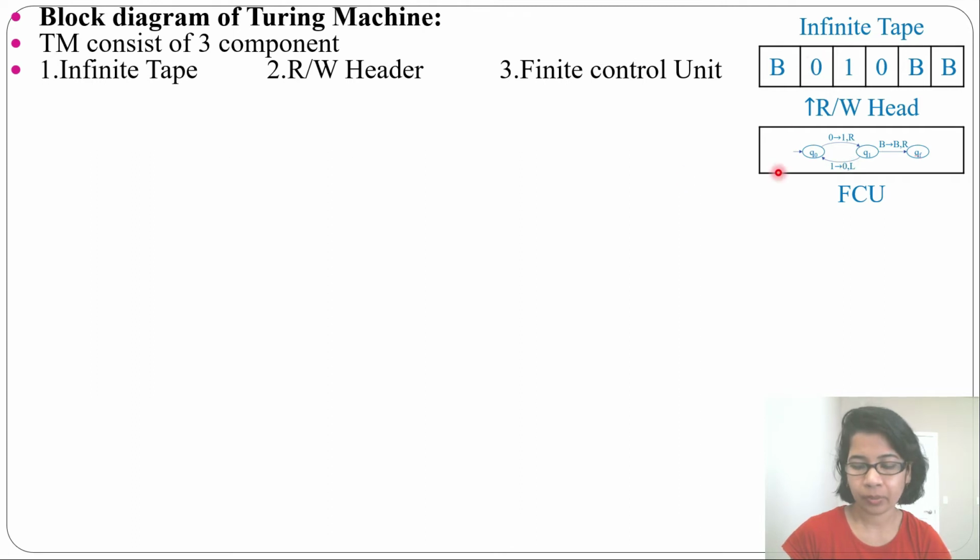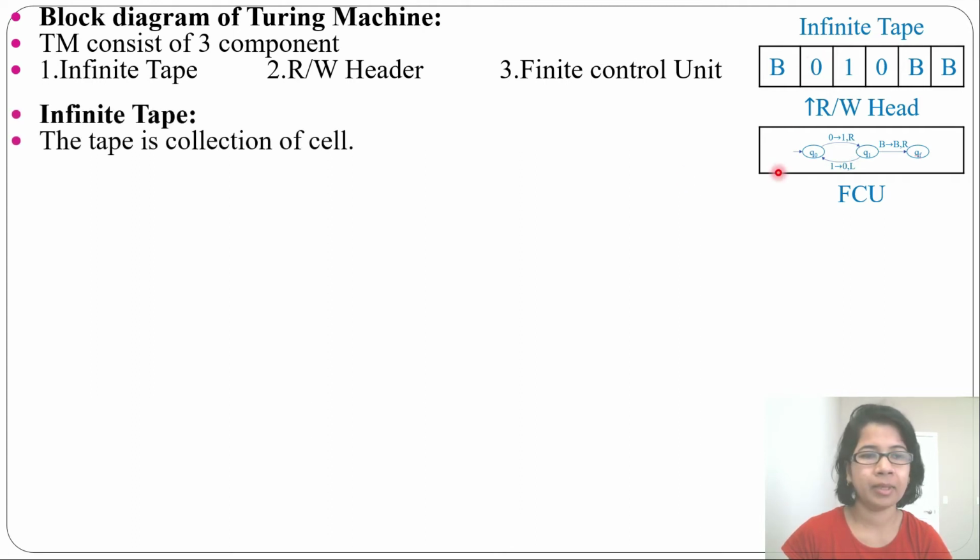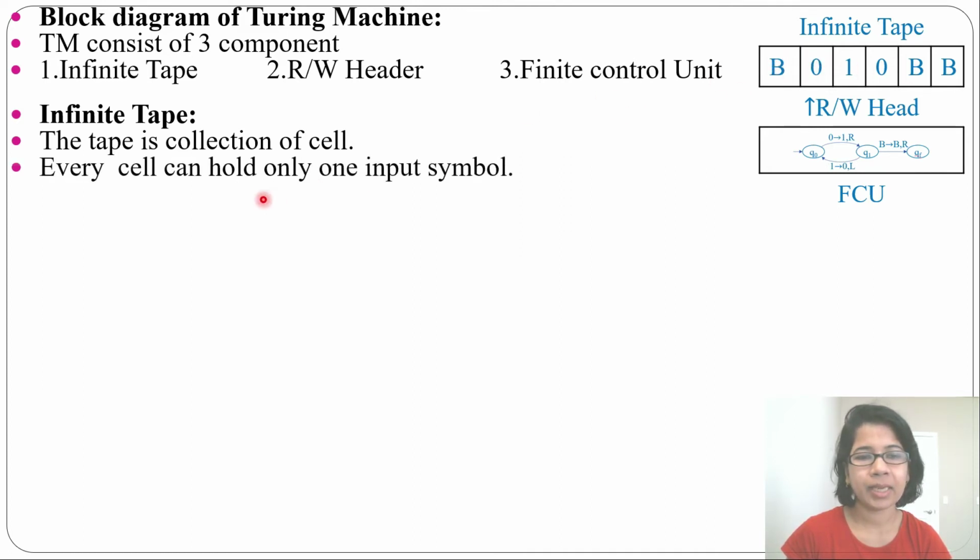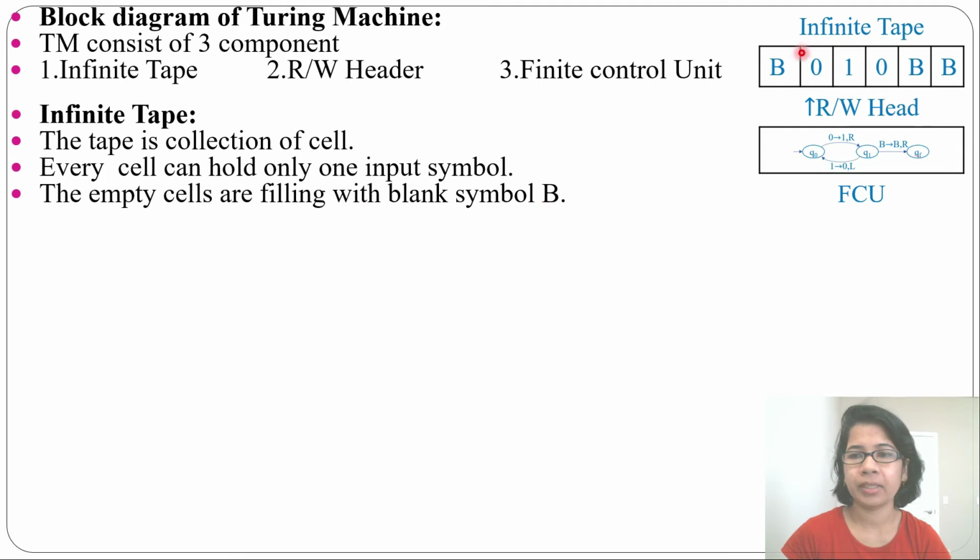So let's go one by one. First is the infinite tape. The tape is a collection of cells, and every cell can hold only one input symbol. The empty cells are filled with the blank symbol. These are the empty cells that are filled with blank symbols.